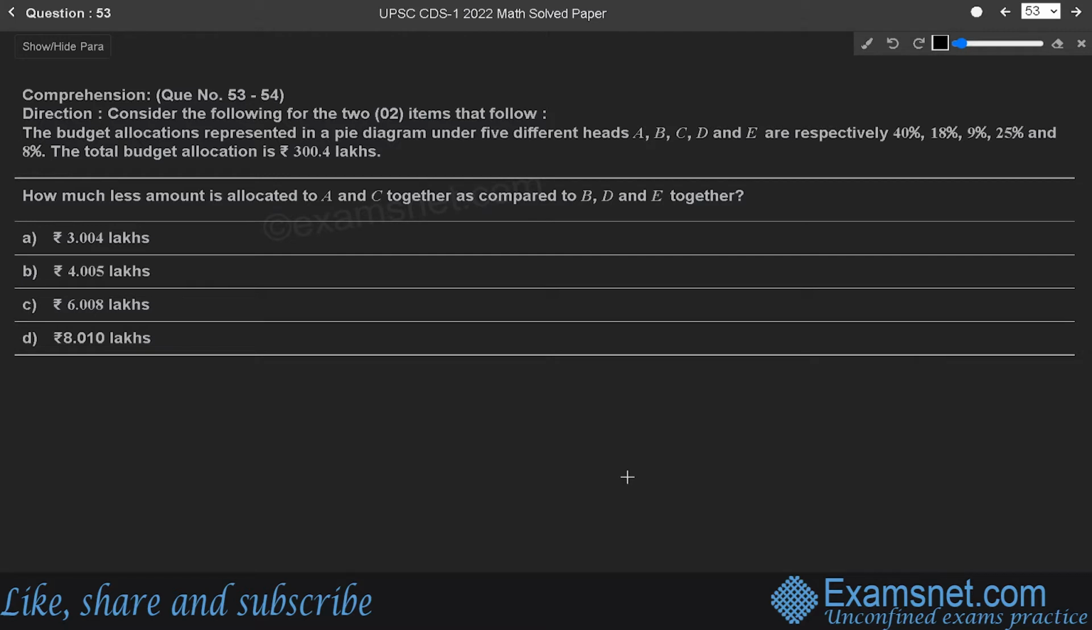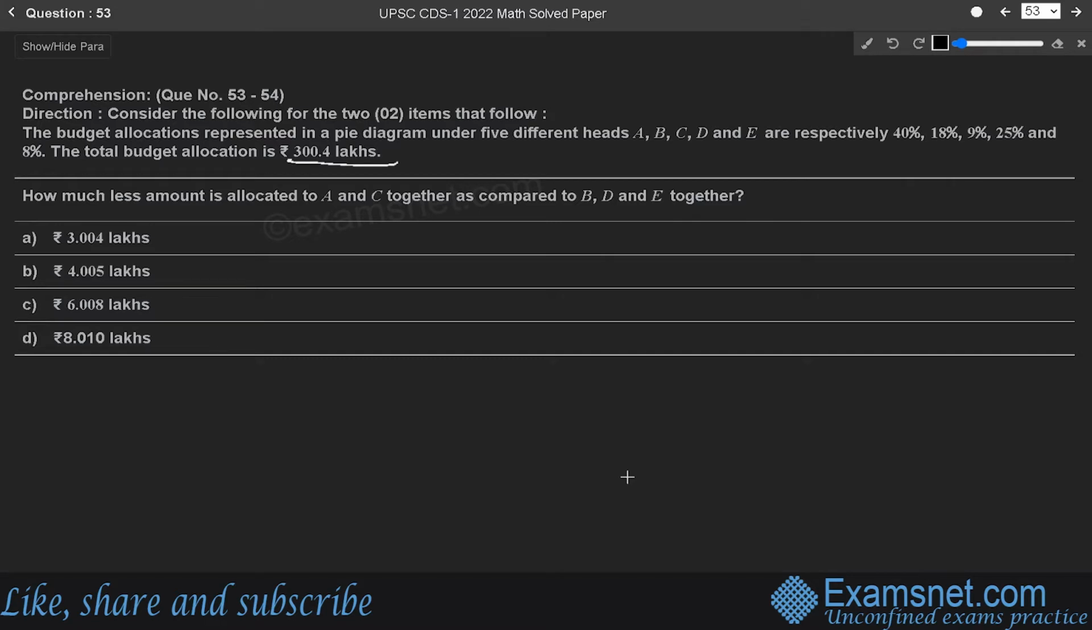Next question is, consider the following for two items that follow. The budget allocations represented in a pie diagram under 5 different heads A, B, C, D and E are respectively 40%, 18%, 9%, 25% and 8%. The total budget allocation is rupees 300.4 lakhs. How much less amount is allocated to A and C?